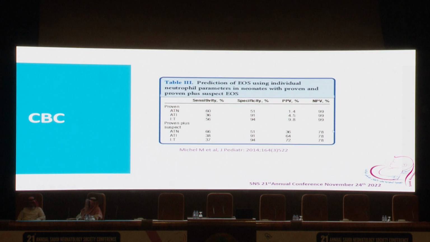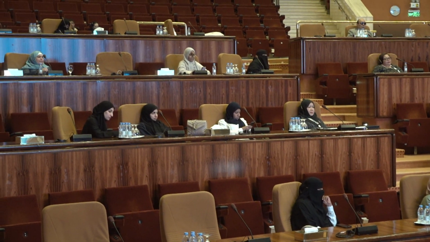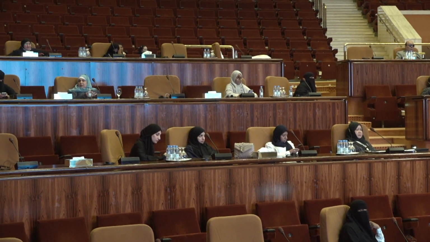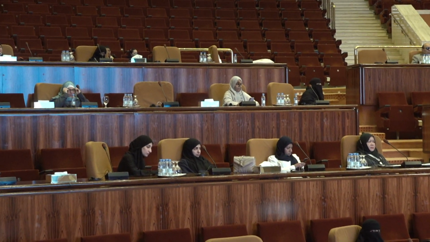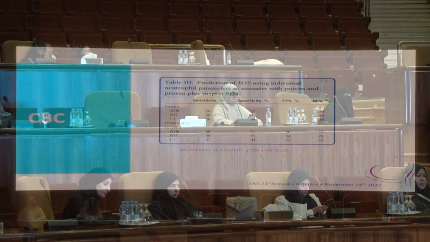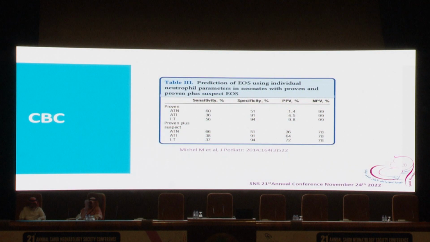Okay, here when we talk about absolute total neutrophil count, we found a specificity of 51, although we have a high negative predictive value of 99. But when we compare this to the immature to total neutrophil ratio, we see it carries really high specificity and a high negative predictive value. So this might be helpful in the diagnosis of neonatal sepsis.